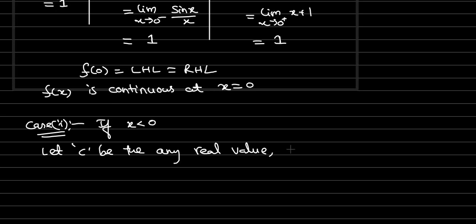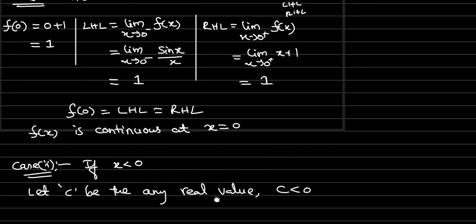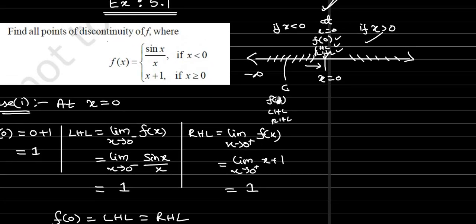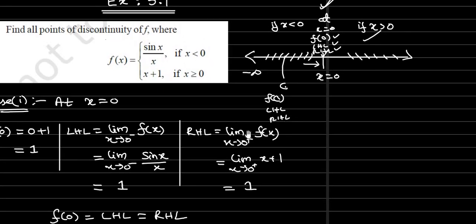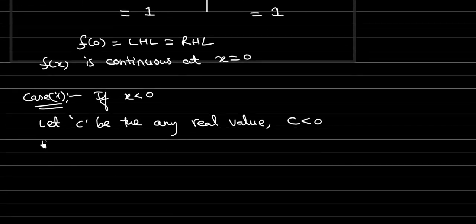Any real value, at the same time C is less than 0. Okay, so what are the things required to check the continuity? F of C, left hand limit, right hand limit. Three things are required. Now let's find out F of C.